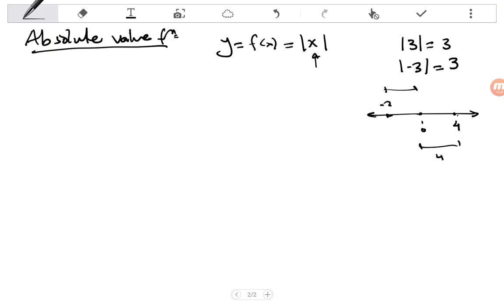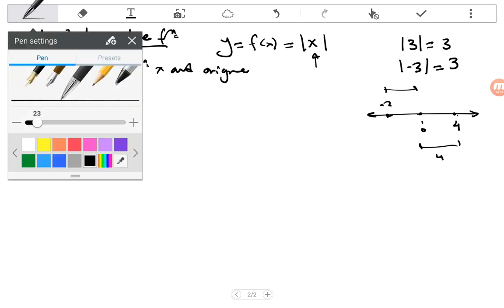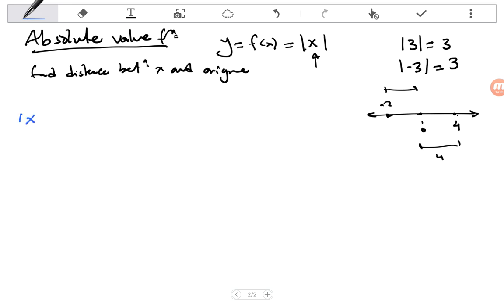So what does the absolute value function mean? It means that we find the distance between x and the origin. Okay? So we may express an absolute value function as follows. We say that given x, if the given x is positive, the output will be exactly x.